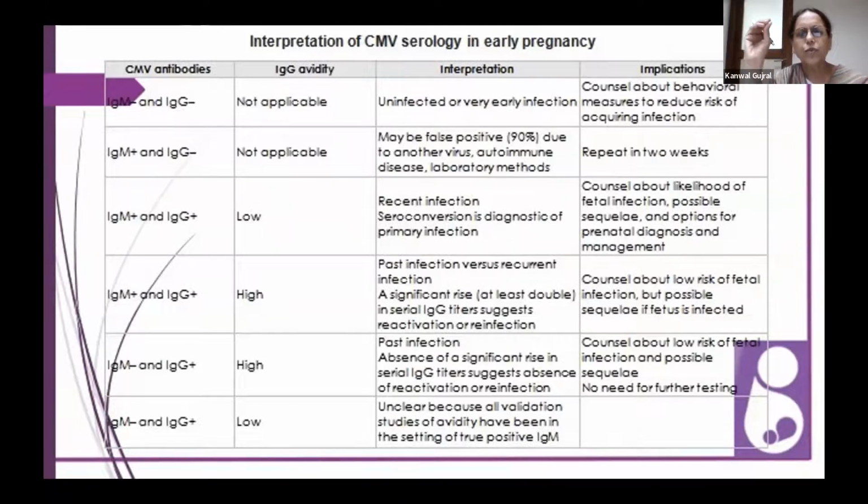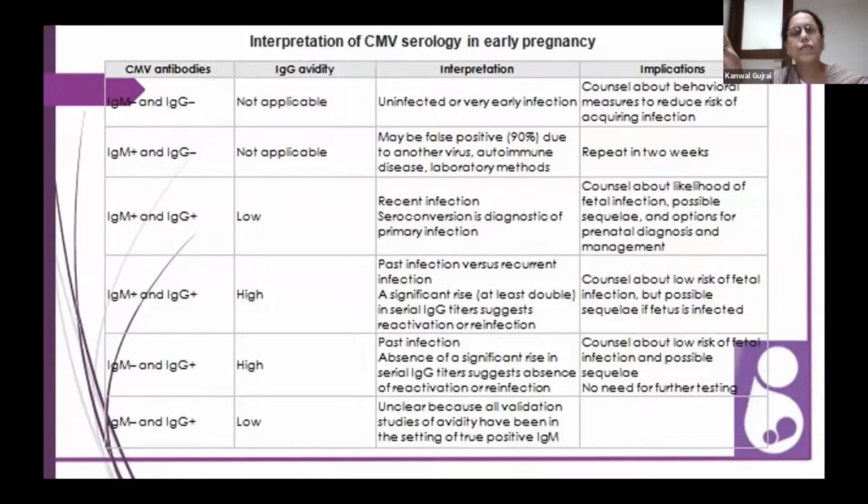The real test would be paired sera. When the woman gets the symptom, we study it, and when she gets out of it, we study it, which may not be possible. We don't have the history. Whether it's a primary infection, which is harmful, reinfection, or reactivation, anything can cause changes in the antibodies. IgM here is not that helpful for the simple reason that in 75 to 90% of cases IgM will be positive. It cannot tell us the time of infection.